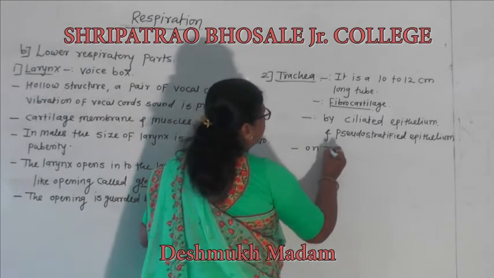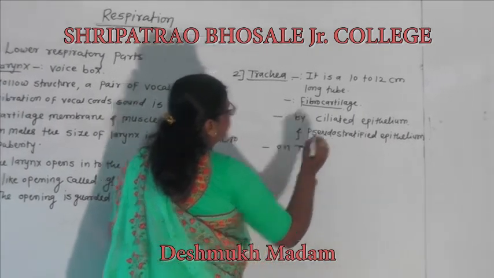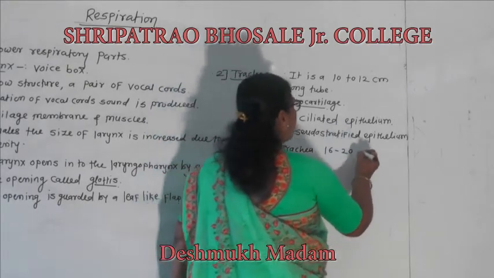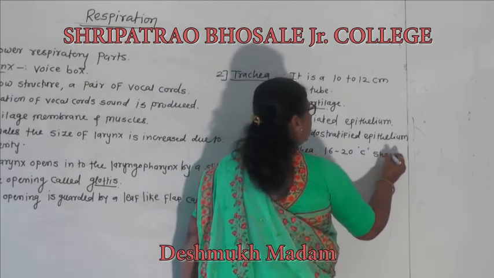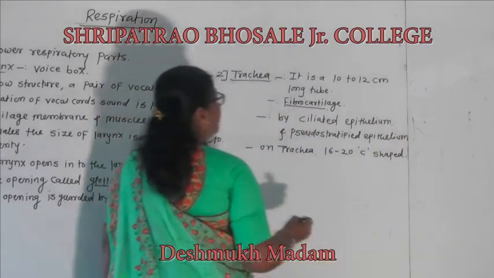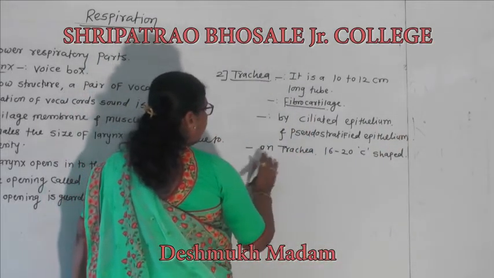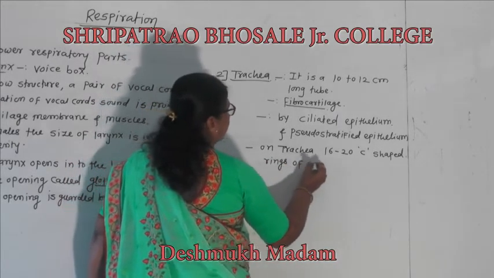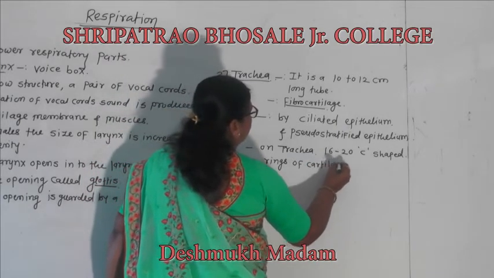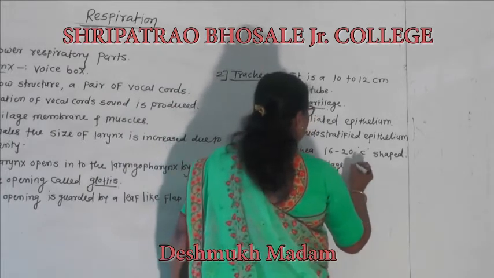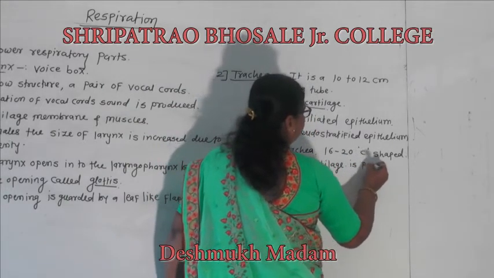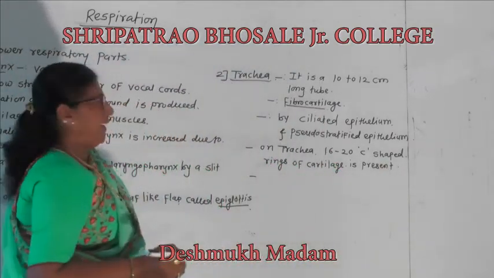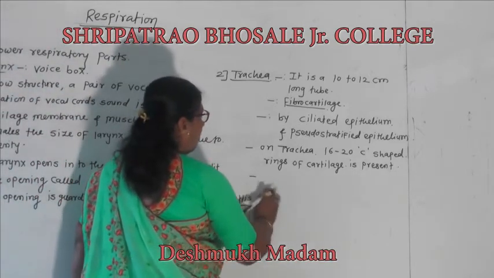On the trachea, 16 to 20 C-shaped rings of cartilage are present, which prevent the collapse of the trachea.